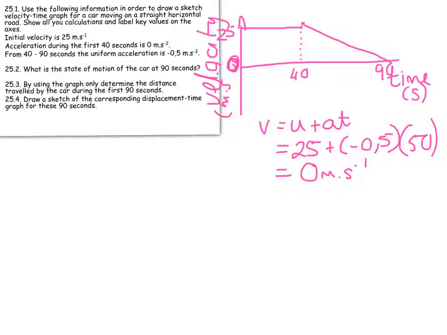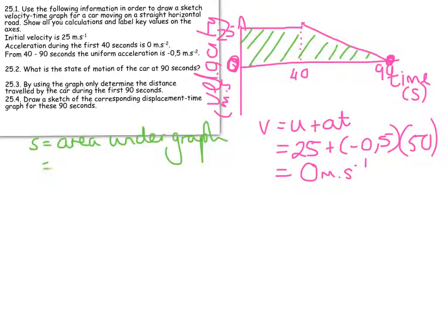What is the state of the motion of the car at 90 seconds? Well, it has no velocity, so it must be stationary. By using the graph only, determine the distance travelled by the car during the first 90 seconds. If I've got a velocity time graph, I can determine the distance travelled by the area underneath that graph, especially if it hasn't changed direction, then distance is displacement. And I am then able to say displacement is equal to area under graph.